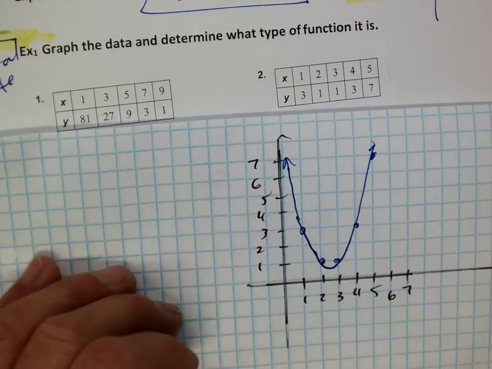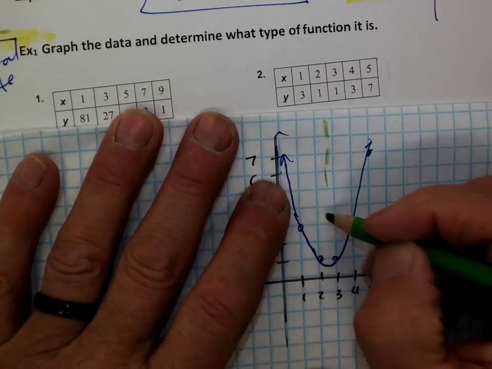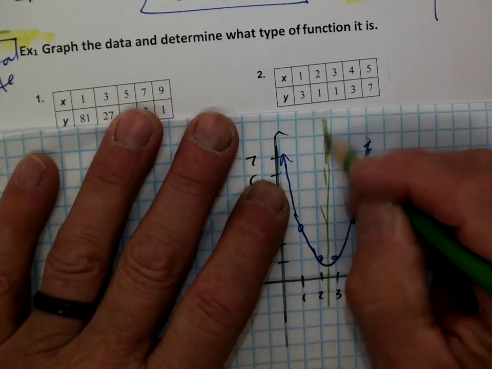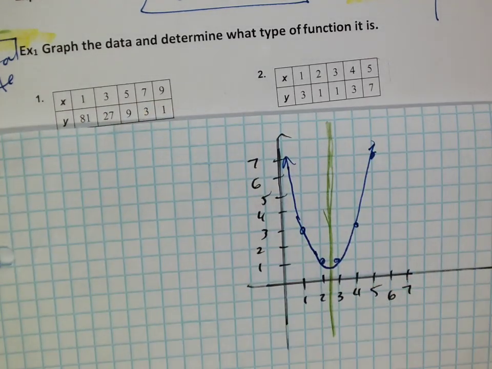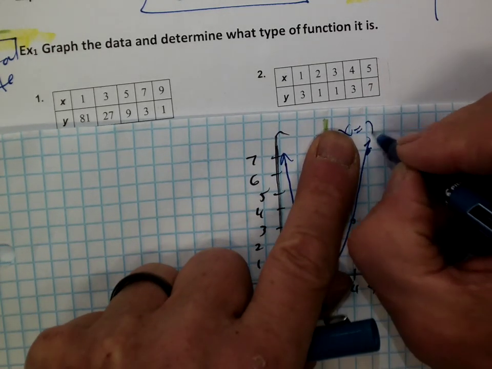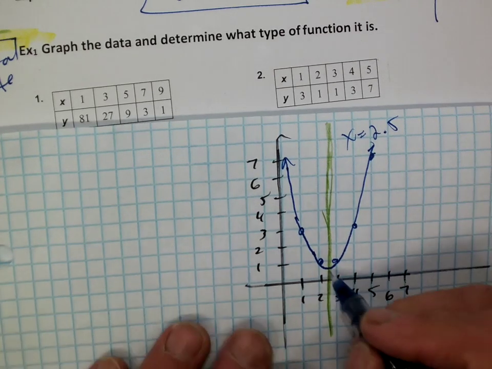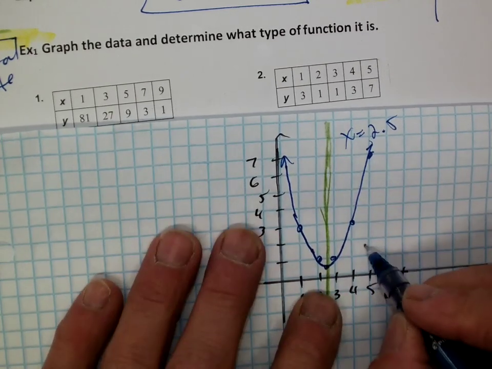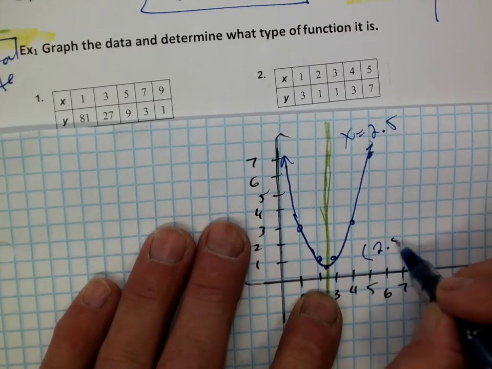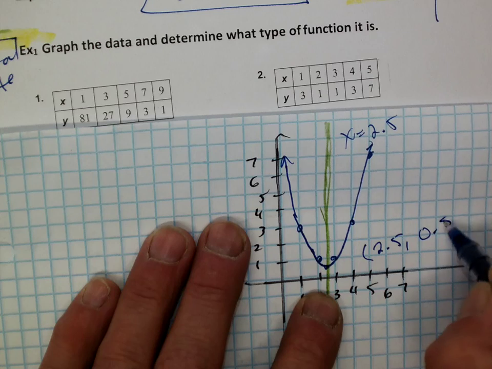Just from what I see, the line of symmetry, boom, boom, boom, boom, do you guys get line of symmetry? See, the line of symmetry goes right through the middle. You agree with that? So my line of symmetry is at 2.5, right? My vertex looks like it's at about 2.5 and maybe 0.5. That's what I'm guessing.